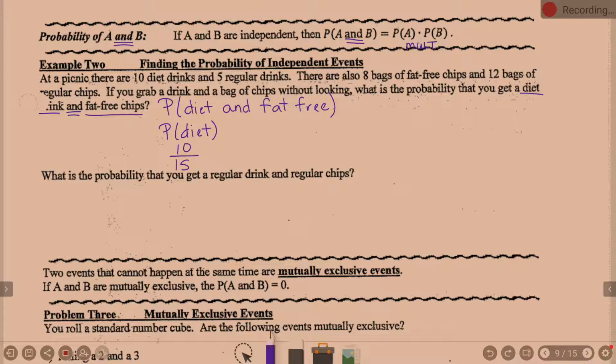Because if you round too soon, it will get you in trouble later. Just saying. Now, it uses the word and. What did I say we're going to do for and? We're going to multiply. And then we want to know the probability of fat-free chips. What are your thoughts on fat-free chips? Gross. Okay, let me rephrase that. What are your thoughts on the probability of getting a bag of fat-free chips? 2/5.